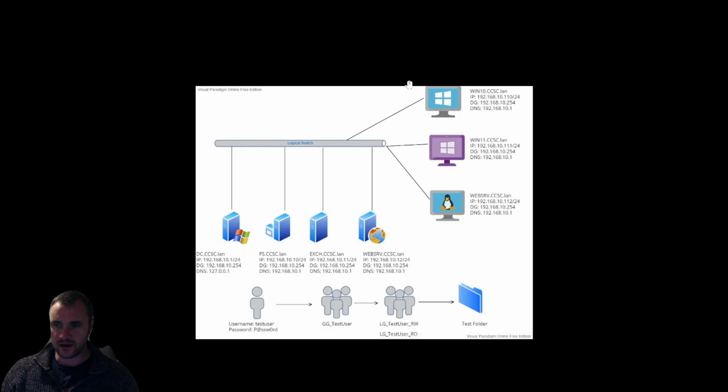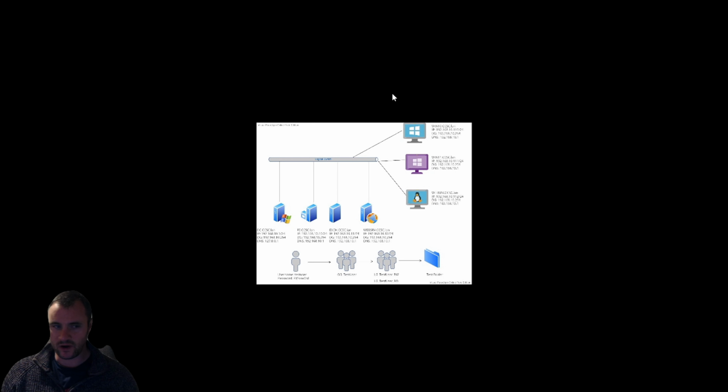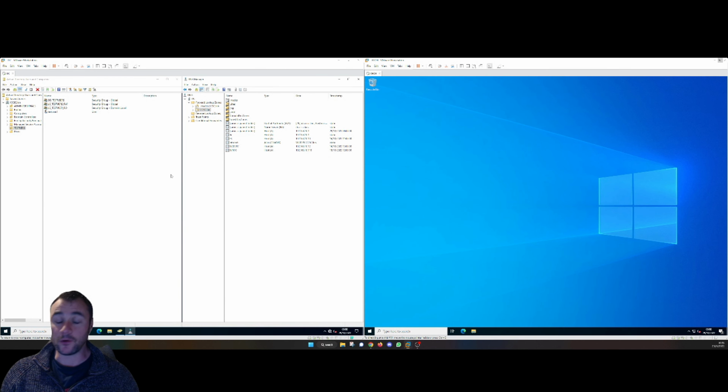So I've already got my two servers up and running. I've got my domain controller on the left here, which you can see Active Directory Users and Computers, and DNS. And then on the right hand side, you can see I've got my Exchange server. I've already run sysprep on it, so you don't have to see all that again.